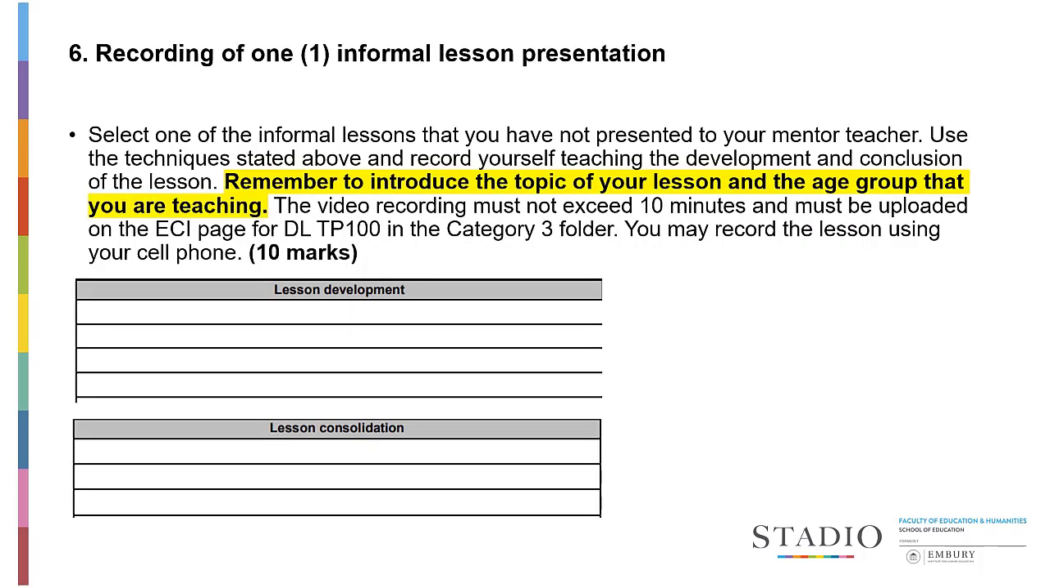Recording of 1 informal lesson presentation. Select one of the informal lessons that you have not presented to your mentor teacher. Use the technique stated above and record yourself teaching the development and the conclusion of the lesson. Remember to introduce the topic of your lesson and the age group that you are teaching.